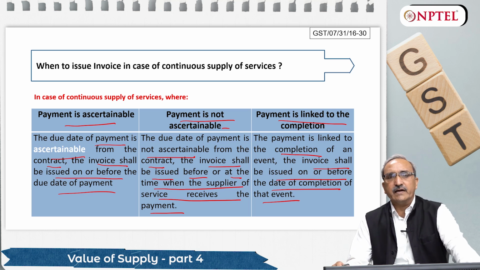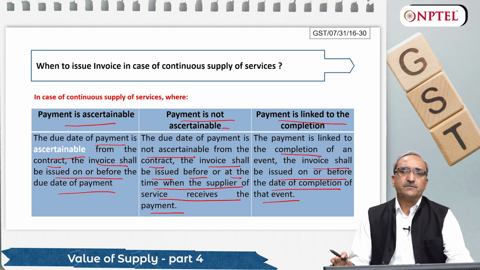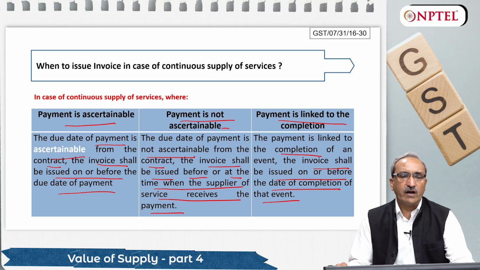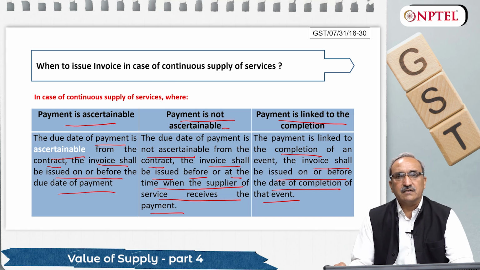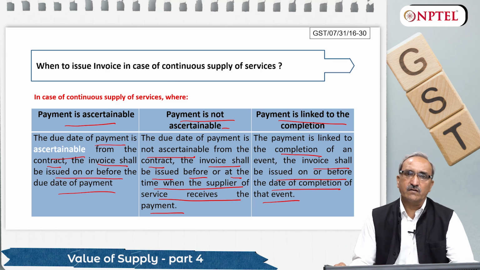Meaning thereby, your contract must speak to when the invoice is to be raised. You may raise it on a monthly basis whether work is completed or not, or you can have a performance-based approach. If 10% of the work is over, you can raise an invoice. If 25% of the work is over, you can raise an invoice.